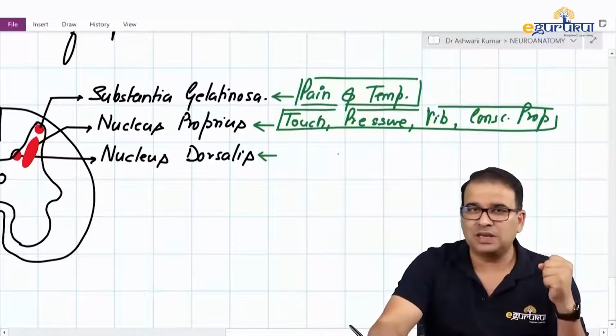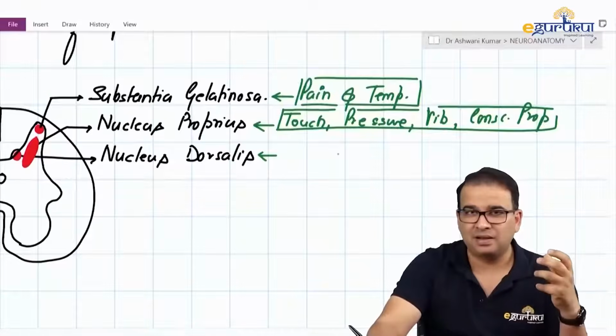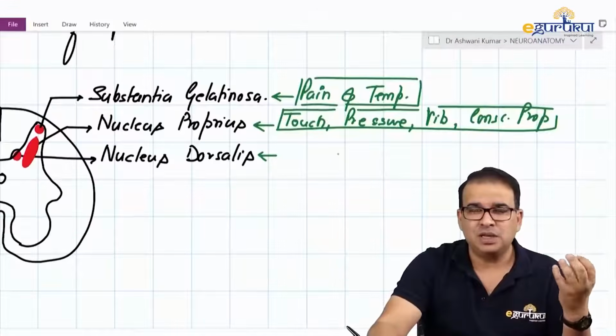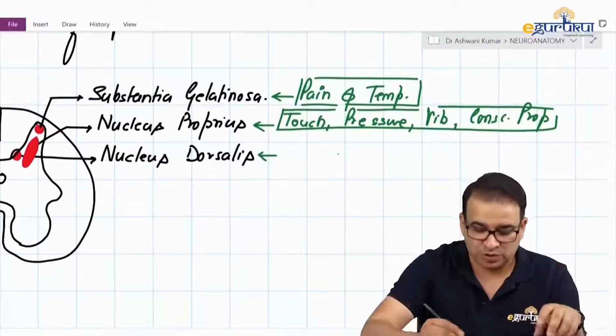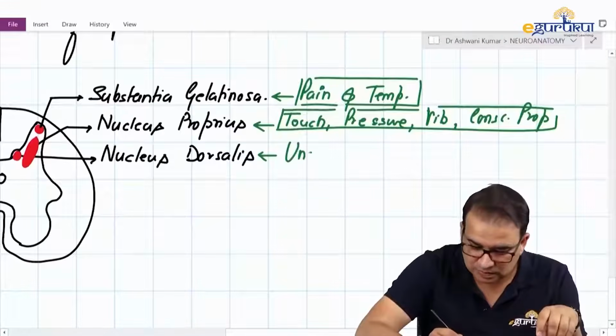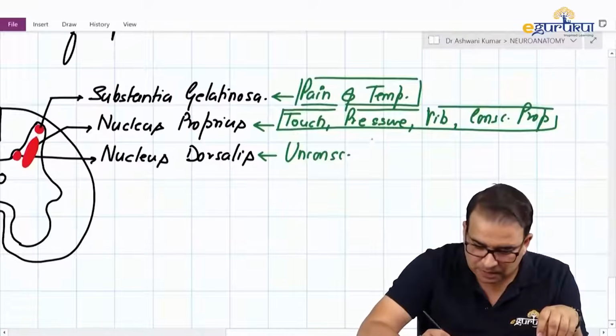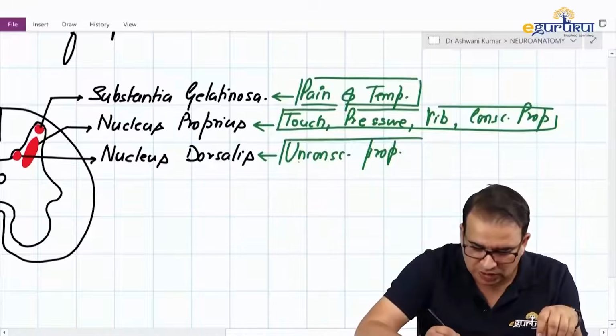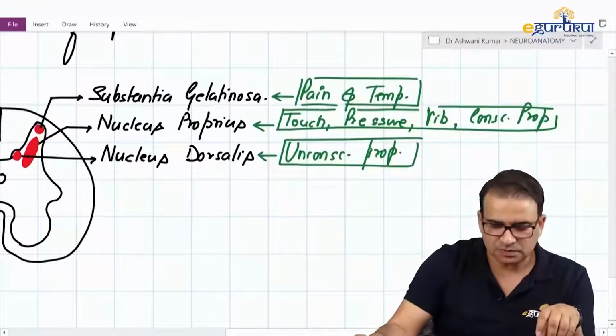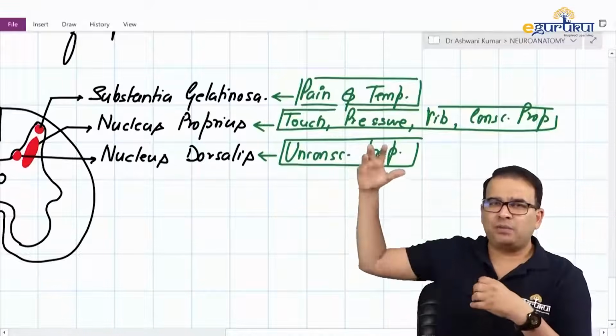And nucleus dorsalis has a special relation to the tracts going into the cerebellum. And what tract goes into the cerebellum? Spinocerebellar tract. What type of information? Unconscious proprioception. So unconscious proprioception is bound to go into the nucleus dorsalis.